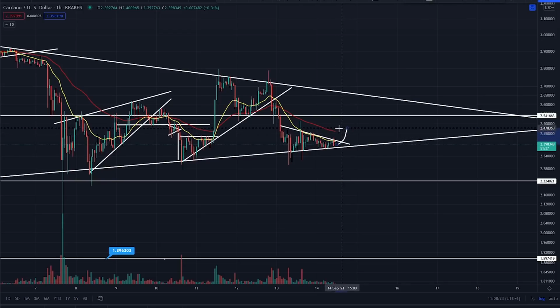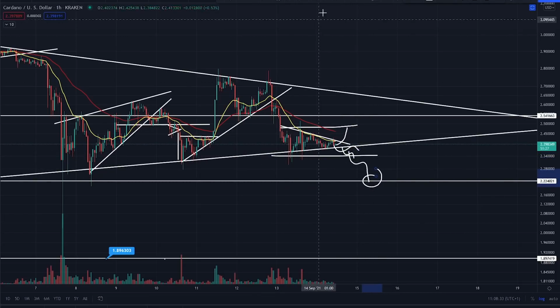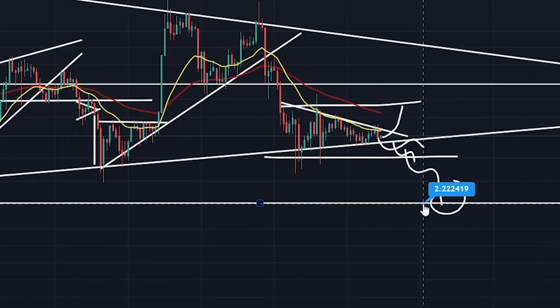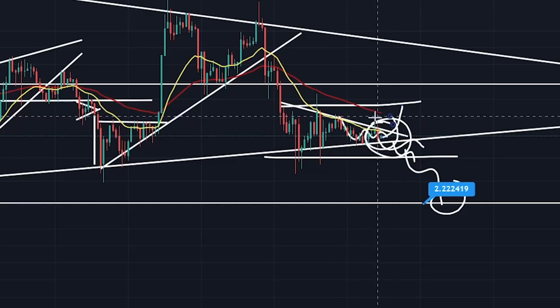If you do break this, I would imagine you're going to come back up to retest this, and if you do lose this, I would imagine you're going to come down here to retest this low, and with that I do think that you're going to roll over here and come and retest this low. Okay, so you might see a little bounce off that today at $2.22 for Cardano if it loses this support just there.